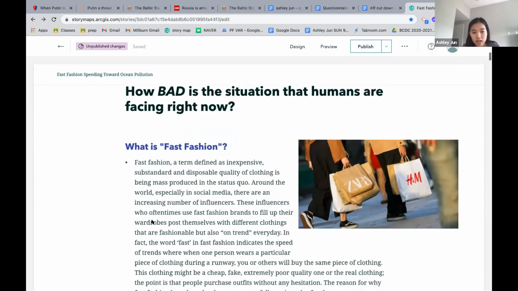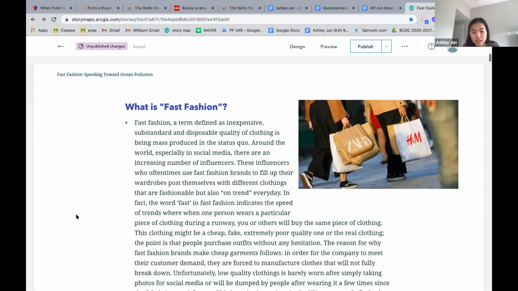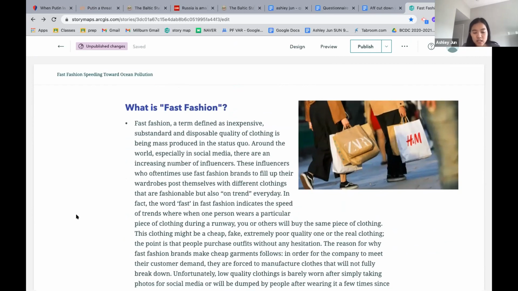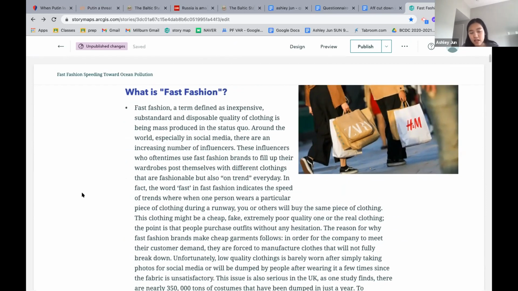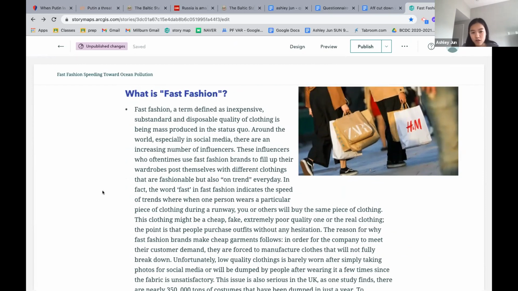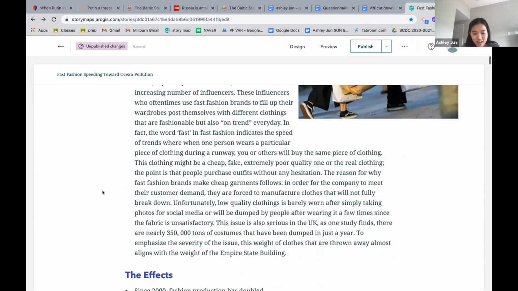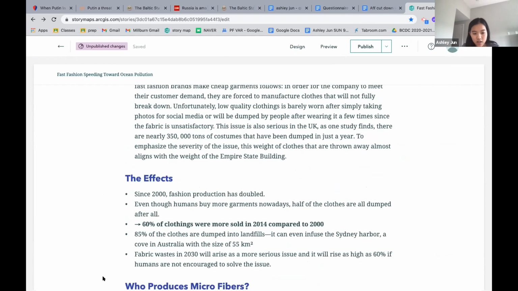I start by defining what fast fashion is, which is basically that the trends humans face are changing rapidly. It's almost changing every single month. That means the demand for clothes is going very high, and the effects of this are outlined all here.